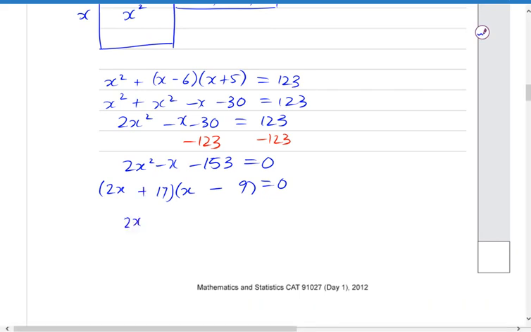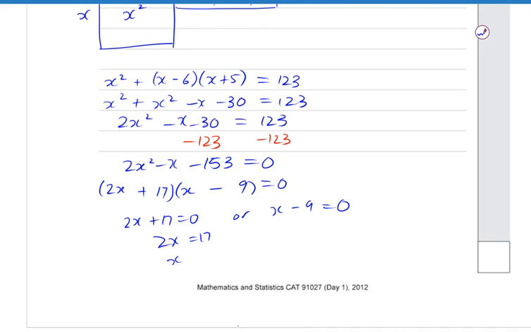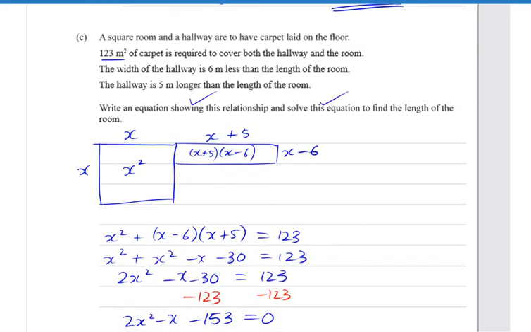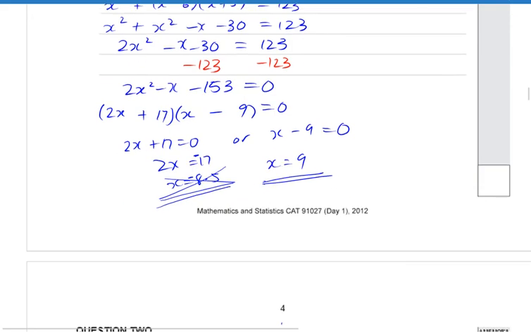Okay, so our two solutions come from 2x plus 17 equals 0, or x minus 9 equals 0. So 2x equals negative 17, and so x equals negative 8.5, or x equals 9. Now only one of these makes sense because you can't have a negative length, and so that's not going to be our solution. This is our solution, and the question's asking us to find the length of the room, and so that's what we've found.